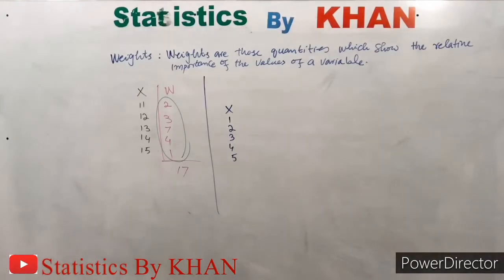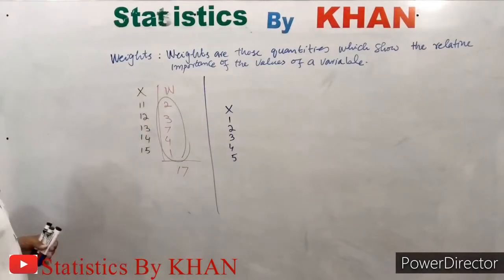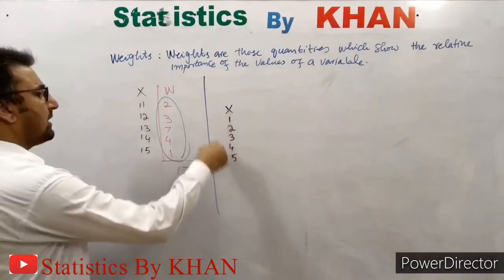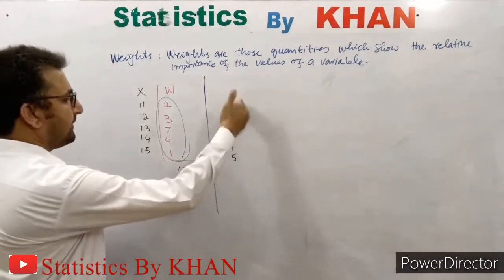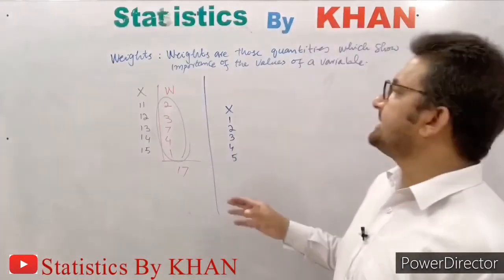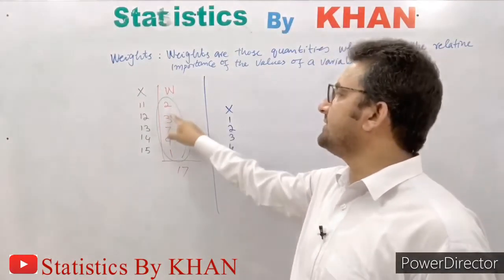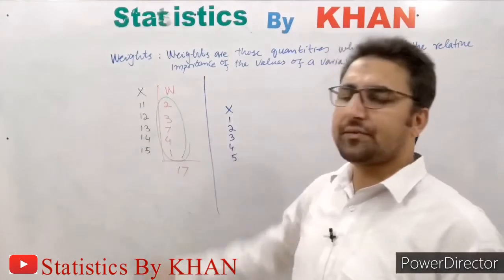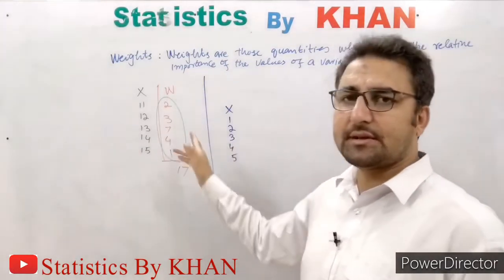So if all the values of the variable are not equally important, then we represent the data set by weights. But when the values of a variable are equally important, then we don't show their importance with the help of weights. But in statistics, we don't show this weight column by W, rather we show it by frequency, because these weights are actually the frequencies. So we are representing this column by F instead of W.